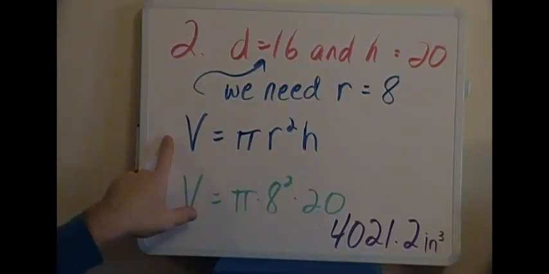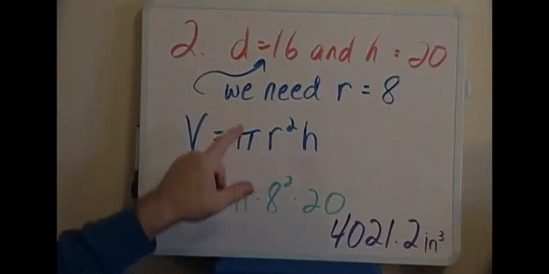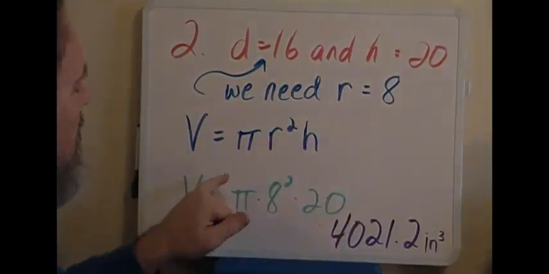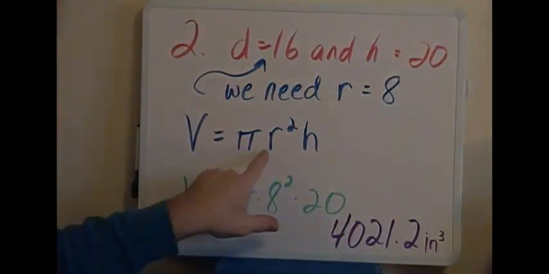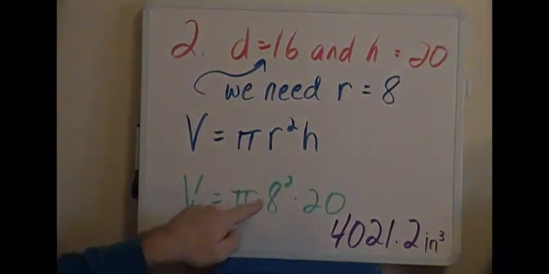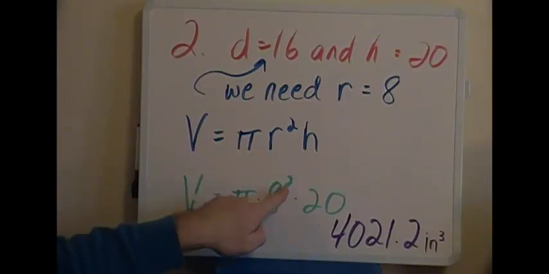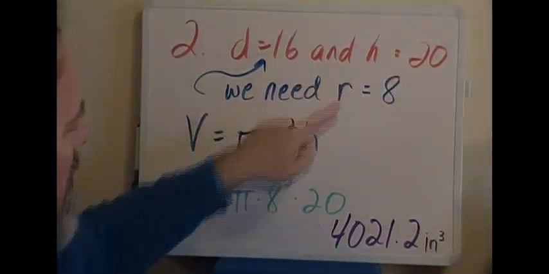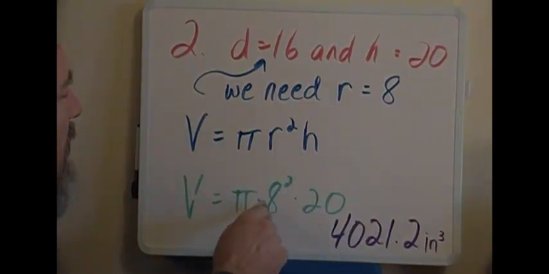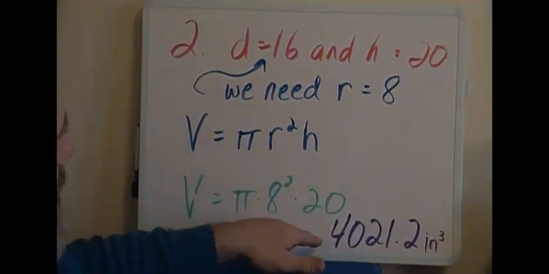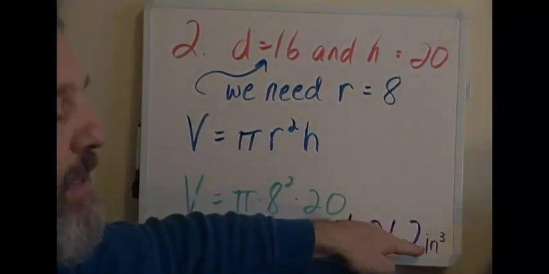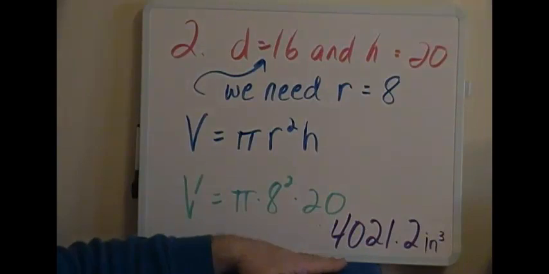Very quick problem. Same formula. Volume equals area of the base, which is this part right here, times the height. The area of a circular base is pi r squared, multiplied by the height. So we have pi times the radius, 8 squared, times the height, which is 20. Again, put it directly into your calculator. Pi times 8 squared times 20, and you get 4,021.2, again, cubic unit, so cubic inches.